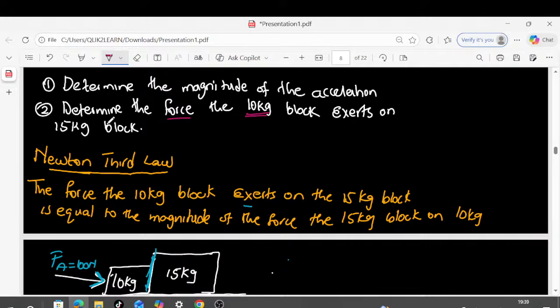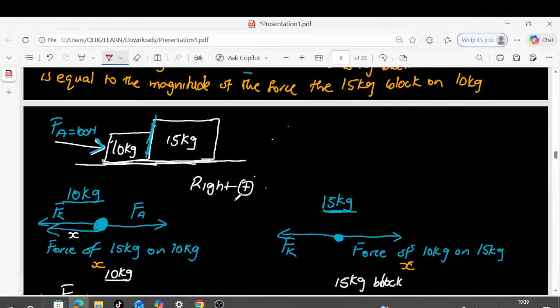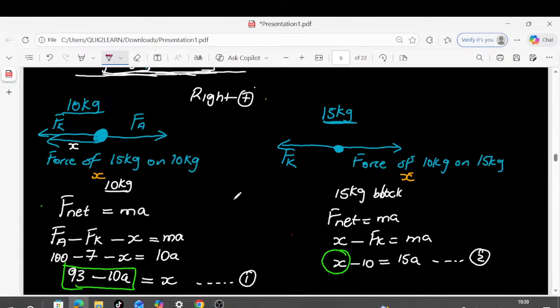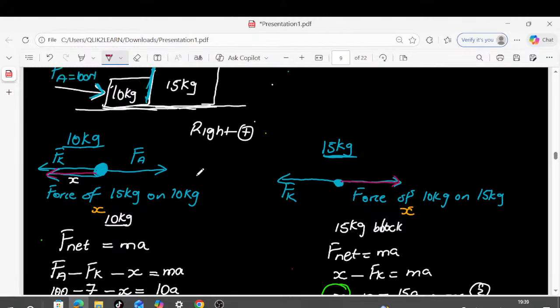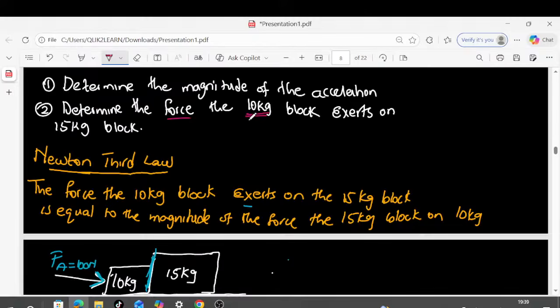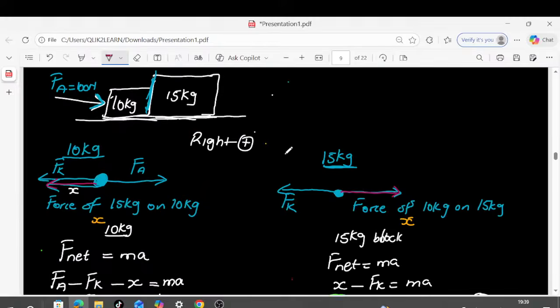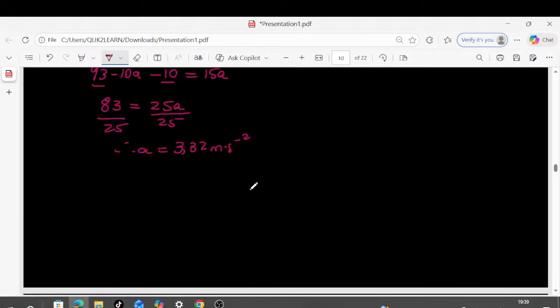So you can see that this is just the same thing. Remember we said this force, which is X, equals that force, which is X. So we just have to find the value of X. The value of X is the force the 10 kg block exerts on the 15 kg block, and it's also the force the 15 kg block exerts on the 10 kg block. So now you're going to substitute.